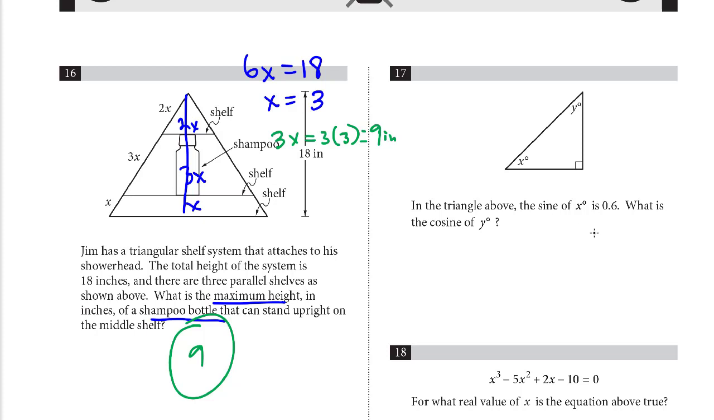17. The triangle above, the sine of x is 0.6. What is the cosine of y? Well, this is a right triangle, so x and y must be complementary. X plus y must also equal 90 degrees.